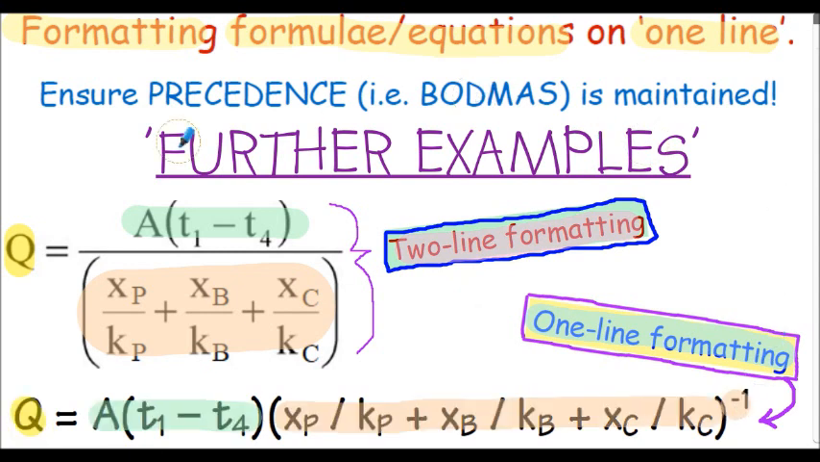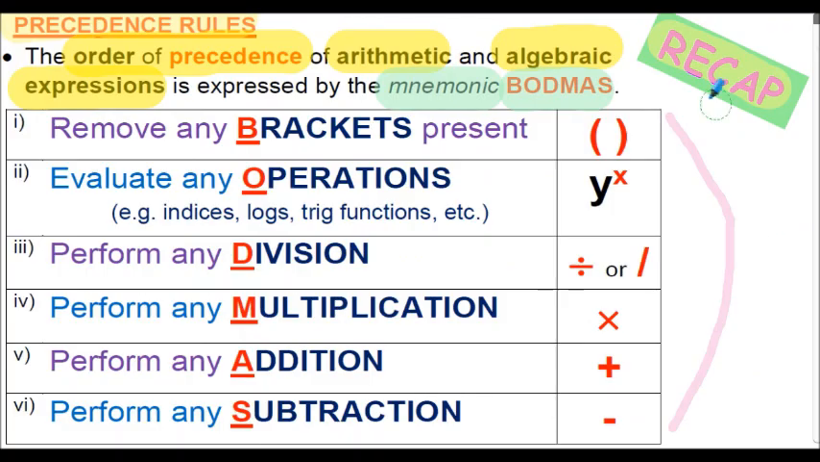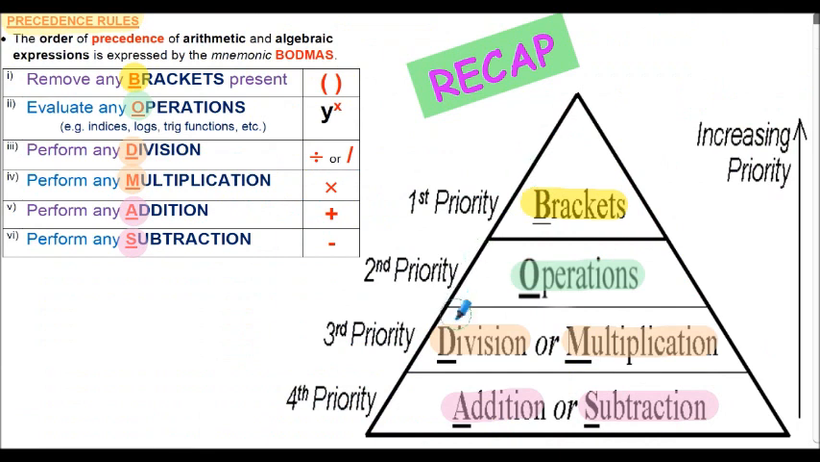So essentially in this presentation we're going to consider some further examples related to the formatting of two-line formulae or equations onto one line. Obviously, I've mentioned previously we must ensure that our precedence, BODMAS, rules are maintained as we convert from two-line formatting to one-line formatting. Here's a recap slide from the previous presentation showing the order of precedence. We undertake a calculation, and for expediency of performing calculations, I sometimes show the precedence rules in this pyramid format, slightly condensed order of precedence.